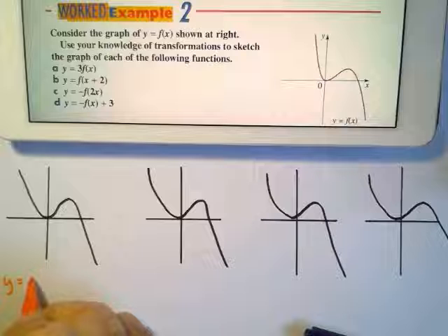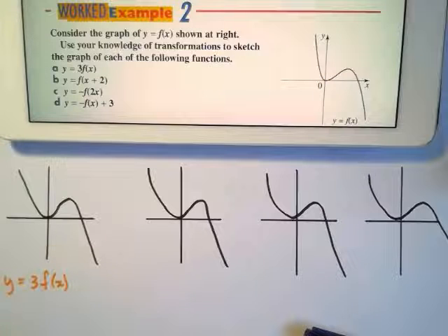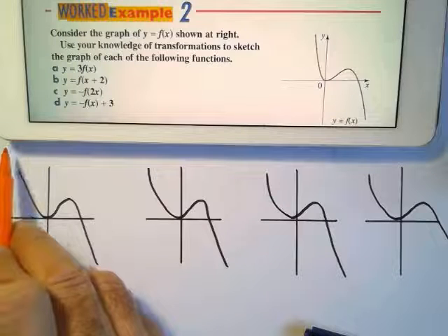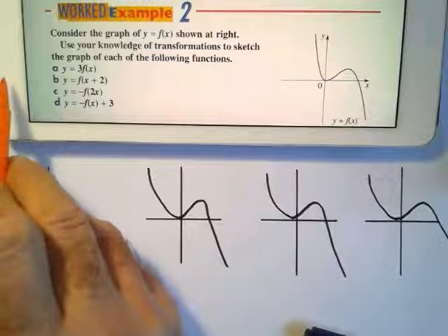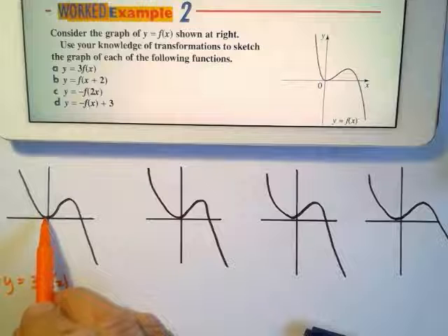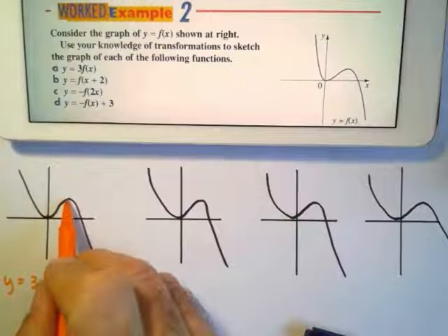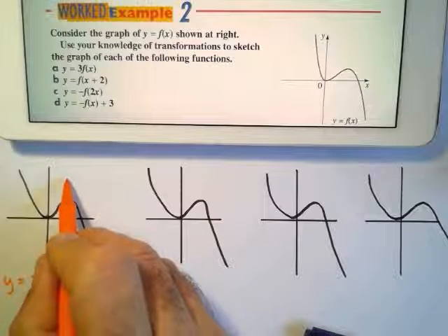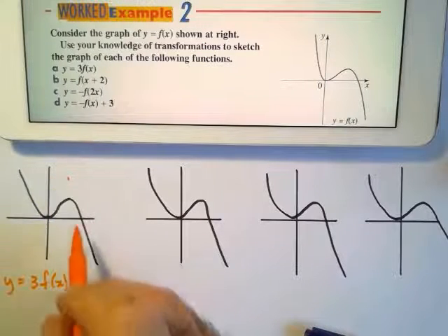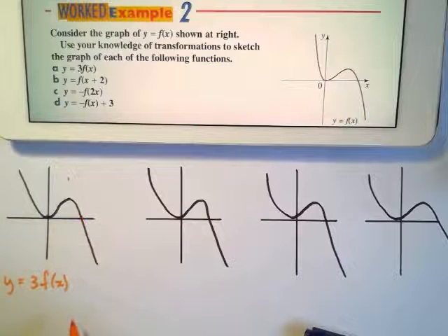3 times f(x). Now, what we do remember is that y equals f(x). So if I say 3f(x), it means that all my y values are going to be 3 times bigger. So whatever this value is, it's going to be 3 times bigger, so it's going to be all the way up here somewhere. The only other thing I can also know is when y is 0, 0 times 3 is 0, so it's going to go through there. Whatever the y value is here, it's going to be 3 times bigger, so it's going to be there. Y is 0 again, so it's going to be over there.